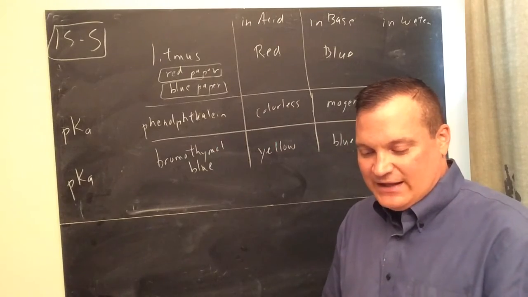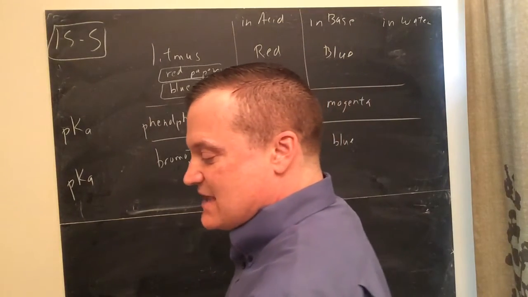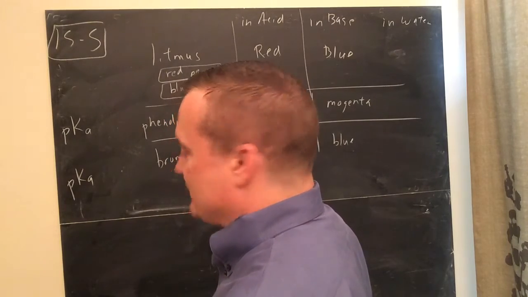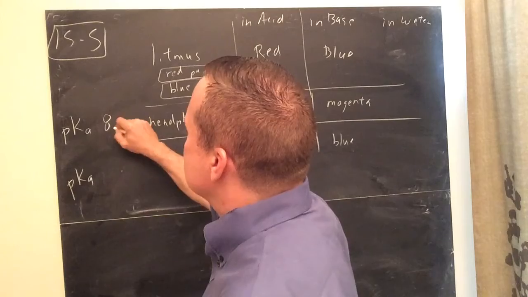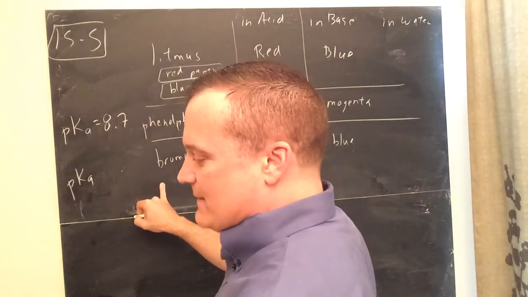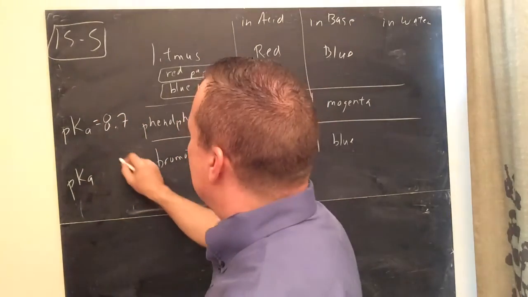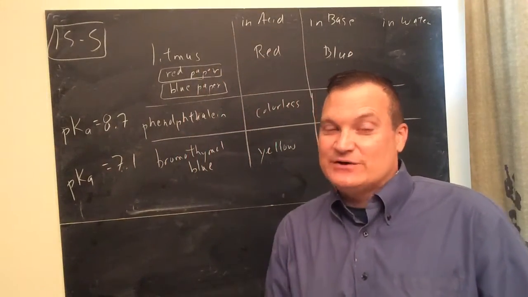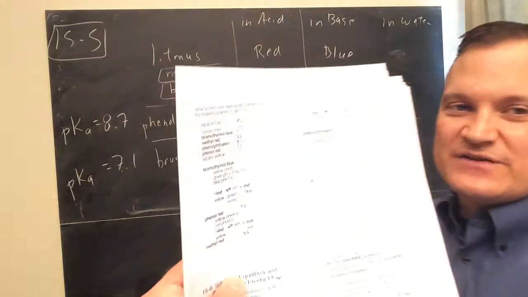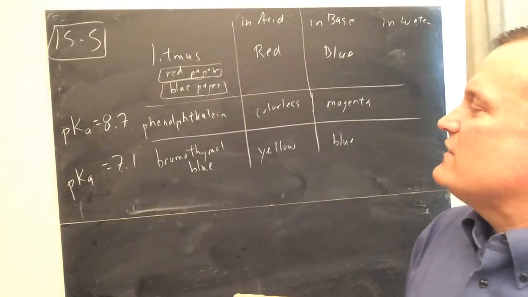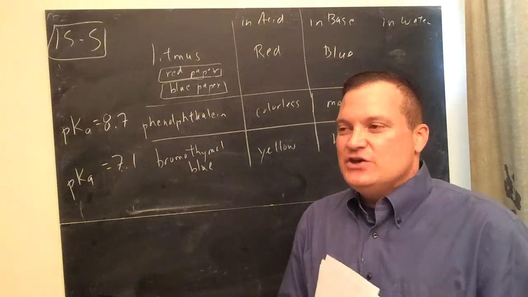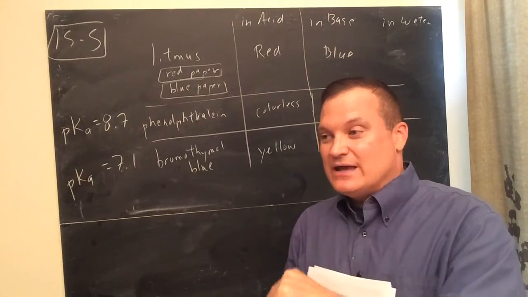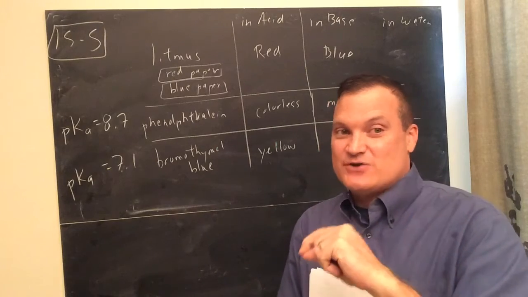Now, for phenolphthalein, it is 8.7. That seems a little bit wrong to me. No, I think that's right. That is right, 8.7. And for bromothymol blue, it is 7.1. So here's the quick, easy thing to remember. They like to ask you on the AP multiple choice question. They'll give you a bunch of these, and they'll say, which one of these would be the best to use if you're doing a titration of a strong acid into a strong base? A strong acid to a strong base.